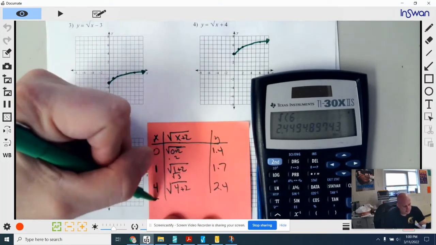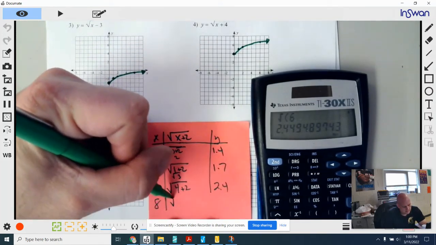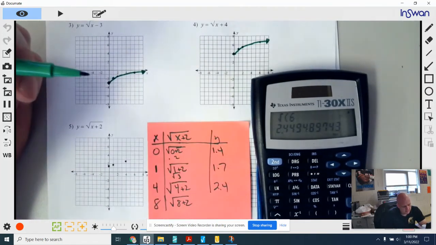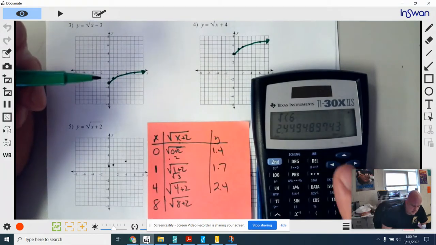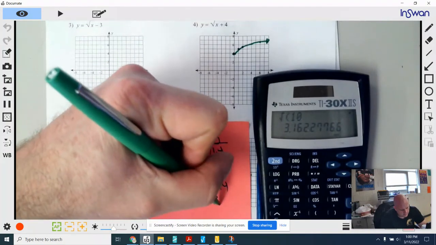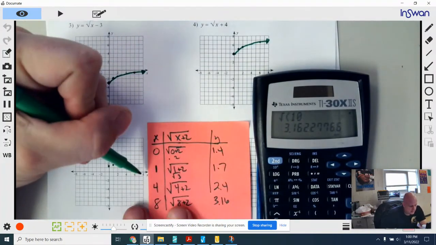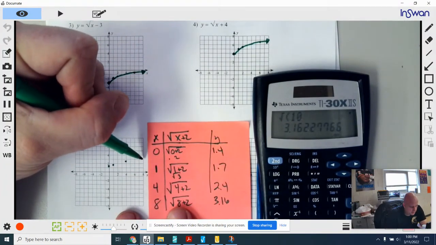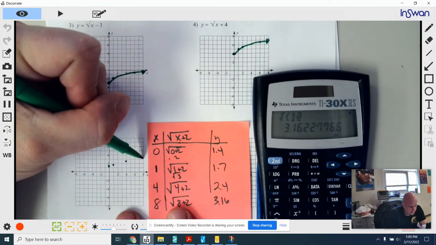And then let's go with 8. So the square root of 8 plus 2. So that's the square root of 10. And we get about 3.16. Okay, so 8, I'm all the way up to 3, just a little past 0.16.